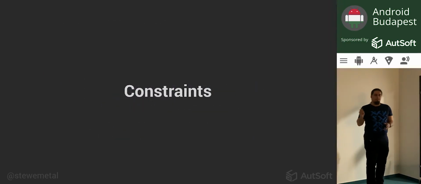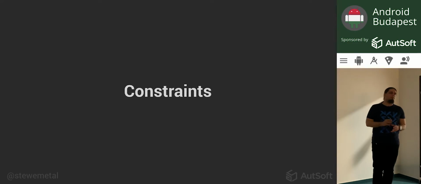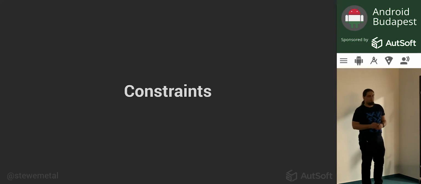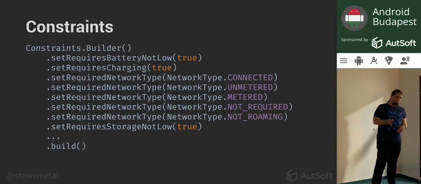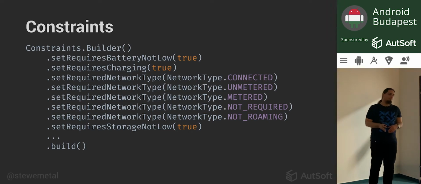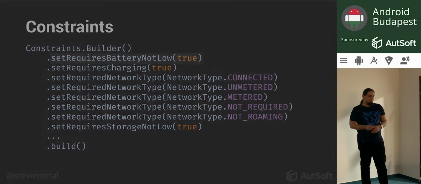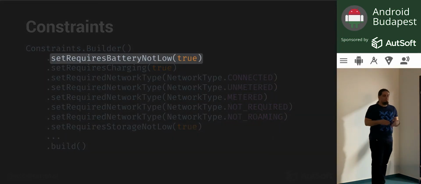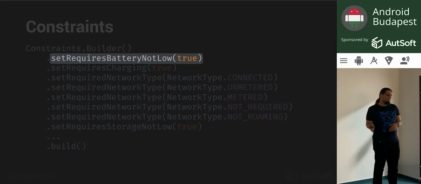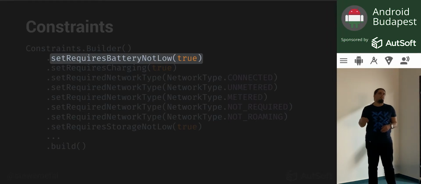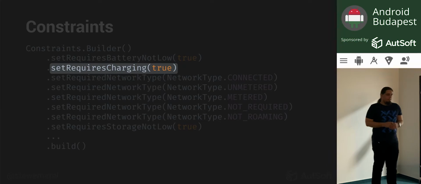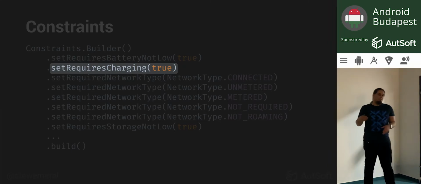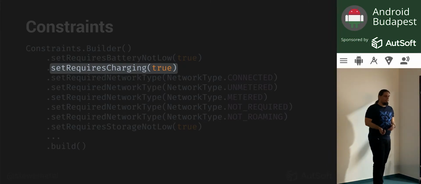Okay, so let's get on with constraints, what we can do to constrain our works to certain situations. There are quite a few options here, so let's just quickly go through them. The first one is quite obvious. This will be true if the device is not in power saving mode, and that's it. The next one is when the device is on the charger, then this will be satisfied.